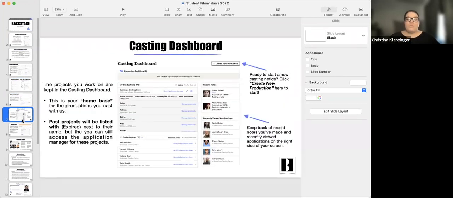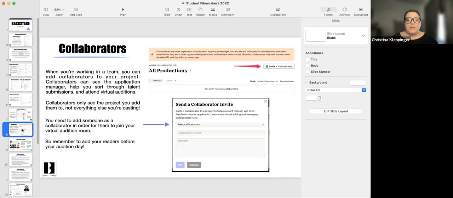The first thing is when you're looking through the actors who have applied, this is what your casting dashboard is going to look like on Backstage. Very easy to navigate, very easy to keep yourself organized. The big thing for starting the process of auditions is that you'll have the ability to add a collaborator to your process. You'll see it down here at the bottom. When you click on that, you can send someone an invite. They just need that same free filmmaker account.